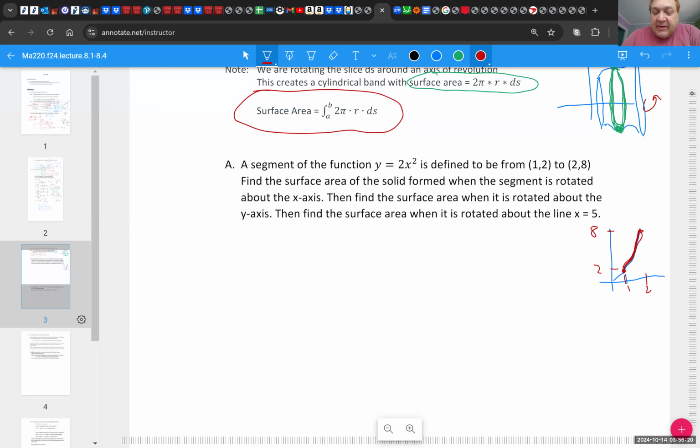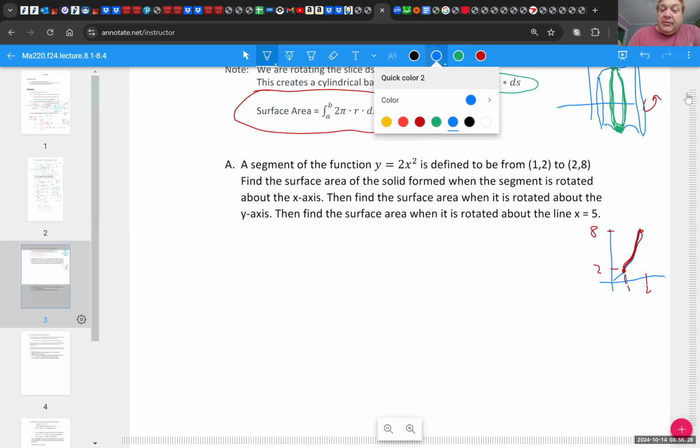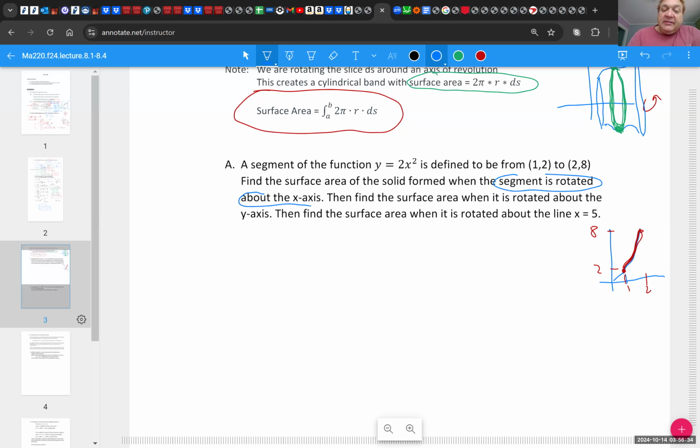Even though I have a little segment down there, we're not using that segment. So we're just doing that segment right there of the parabola. And then the first part, I'll do this in blue. It says the segment is rotated around the x-axis, and again, we're looking for the surface area. So find the surface area when we rotate around the x-axis.